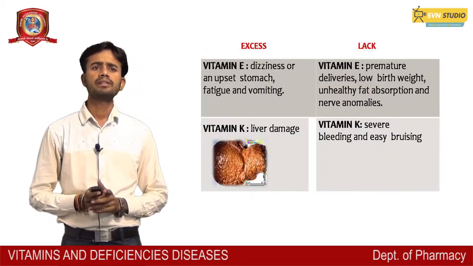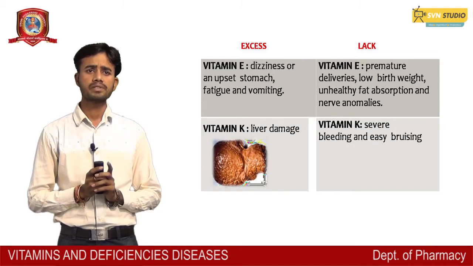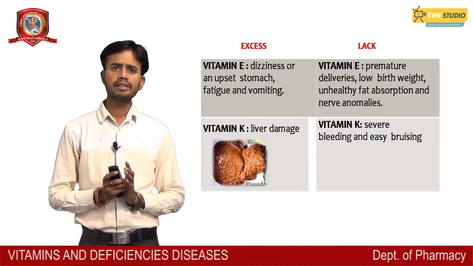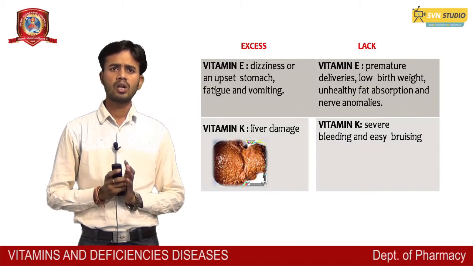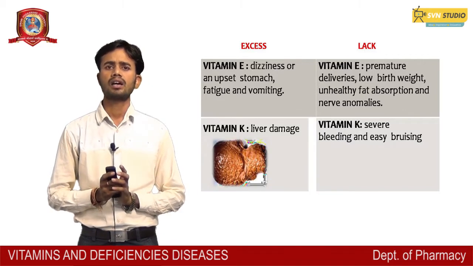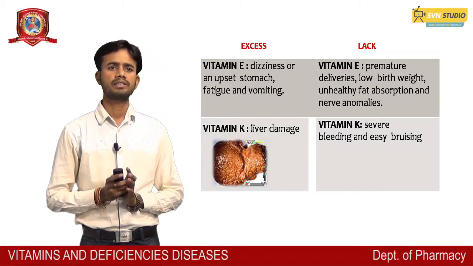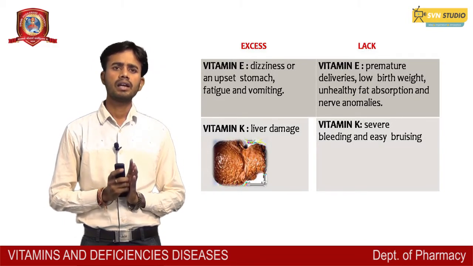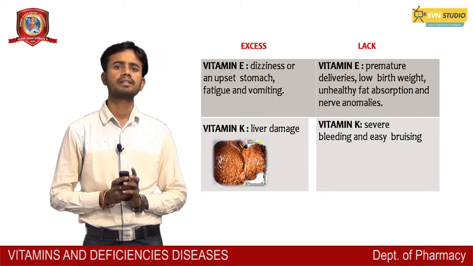Excess of vitamin E: dizziness or an upset stomach, fatigue and vomiting. Lack of vitamin E: premature deliveries, low birth weight, unhealthy fat absorption and nerve anomalies. Excess of vitamin K: liver damage. Lack of vitamin K: severe bleeding and easy bruising.